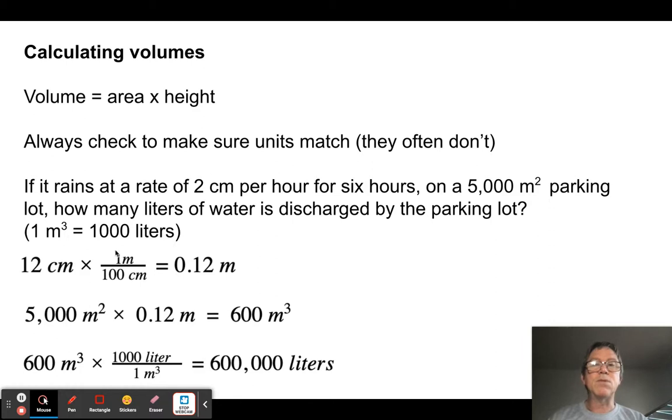100 centimeters is equal to 1 meter. You need to memorize that. And when I multiply them, I get 0.12 meters. Now I can calculate a volume. So now I can say an area times the height gives me 600 cubic meters of rain that came down. Then I was asked to figure out how many liters of water. So I'm going to take my cubic meters and say, okay, 600 cubic meters. I don't want cubic meters, so I put cubic meters in the denominator. I'm going to put liters up above. They're linked together with an equivalency, so I can put them there. And then I get my answer by multiplying this by the top and dividing by the bottom.